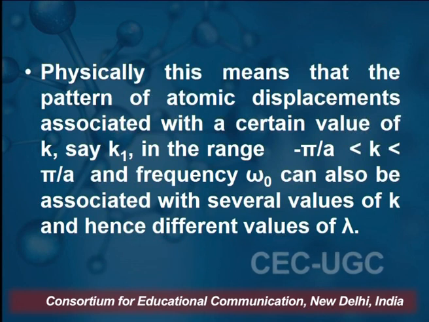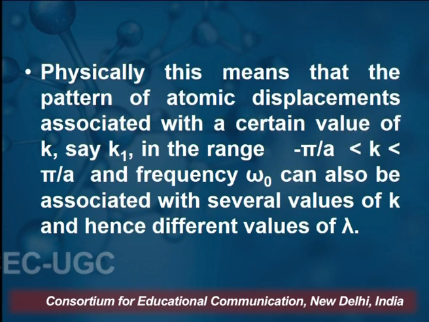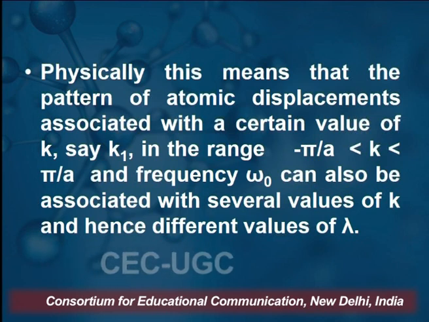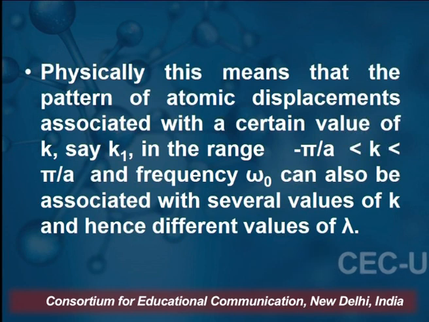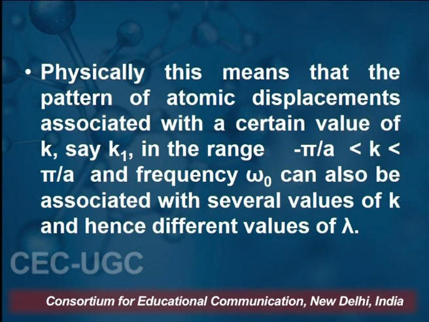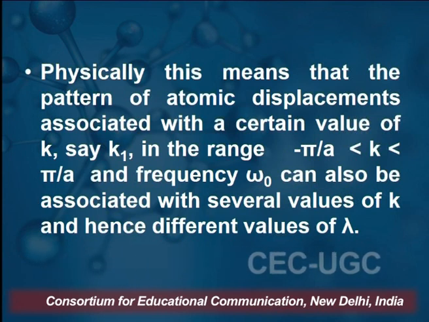What does this physically mean? Physically this means that the pattern of atomic displacement associated with a certain value of k, say k1, in the range of minus pi by a to plus pi by a at a frequency omega naught can also be associated with several values of k, which means different values of lambda.